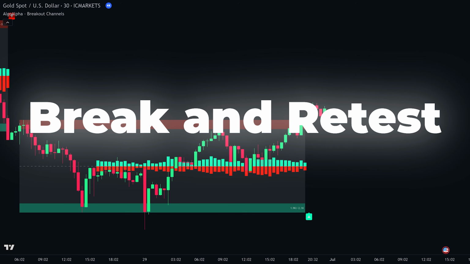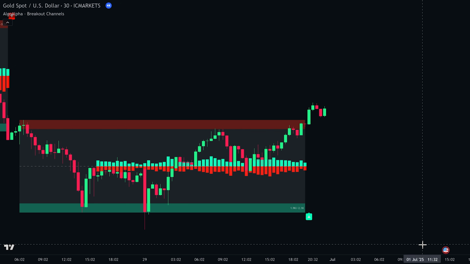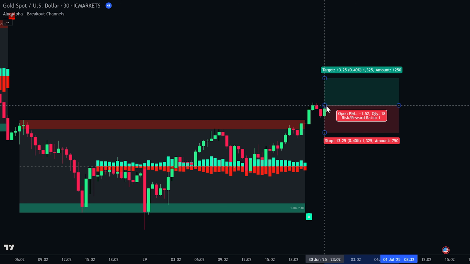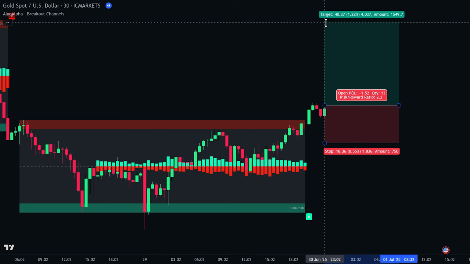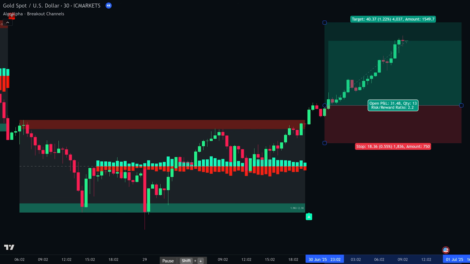Next up is the break and retest trade, which gives you a bit more confirmation. For a buy trade, you still wait for price to break above the channel. But instead of jumping in right away, let it pull back and retest the breakout zone. If it holds and you see a bullish candle with volume support, that's your entry. You buy there, with your stop placed just below the upper channel, and target the size of the box or more if the move expands. If momentum keeps going, you can trail your stop and let the trade run.